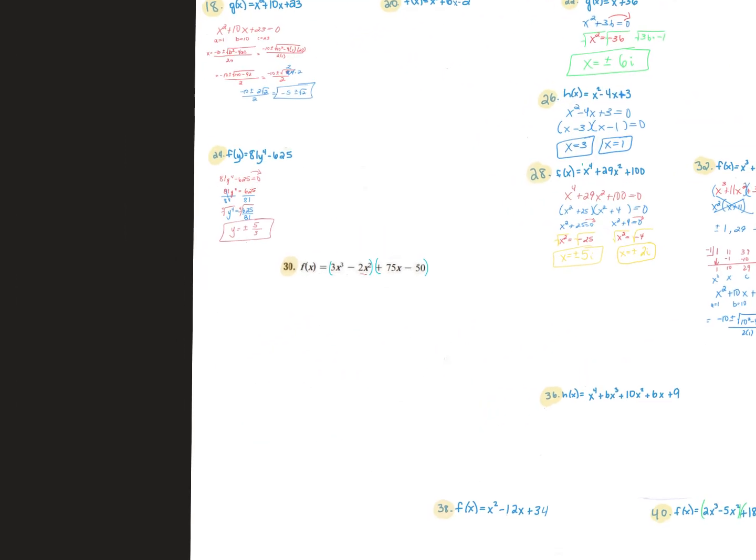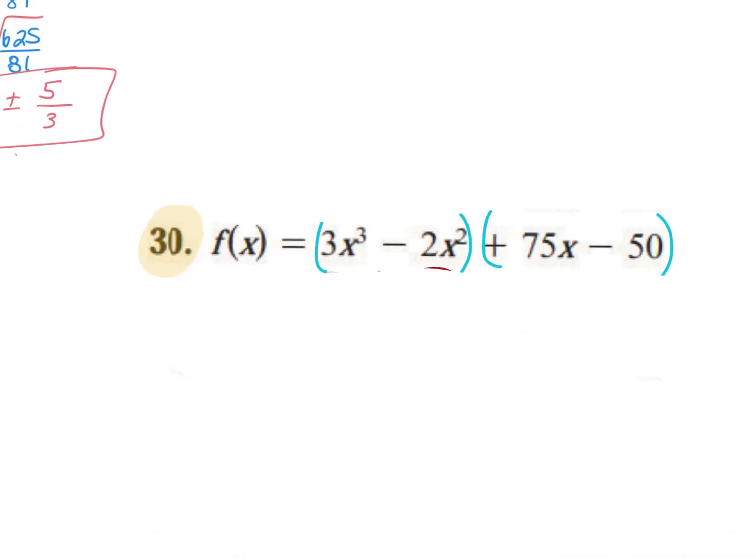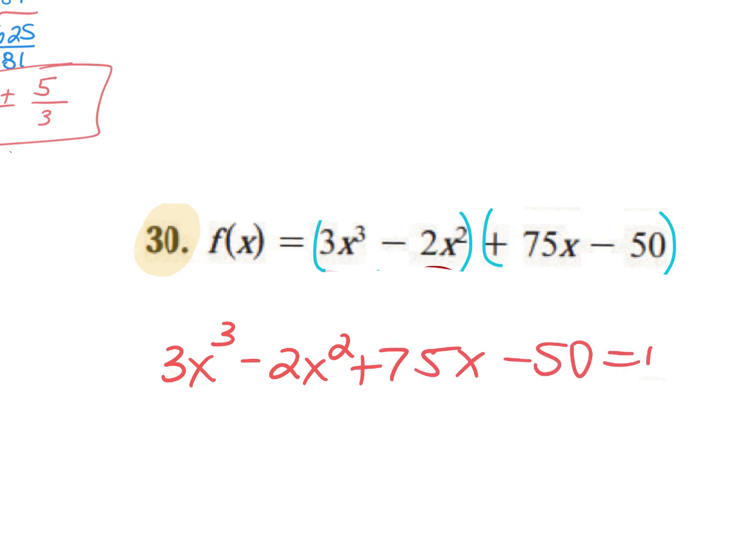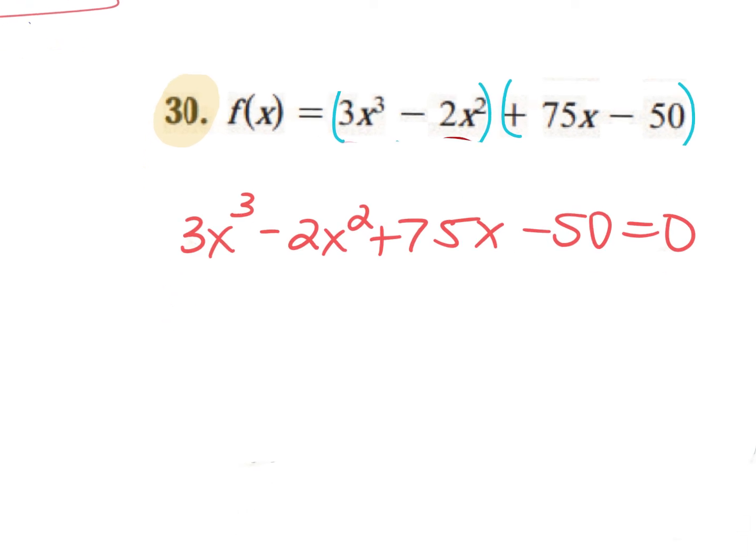All right, couple more. Here we go. 3x cubed minus 2x squared plus 75x minus 50 equals 0. First thing we look for is GCF. Is there one? Nope. So now I look and I say, well, I have 4 terms. What happens with 4 terms? You group. Very good, guys.